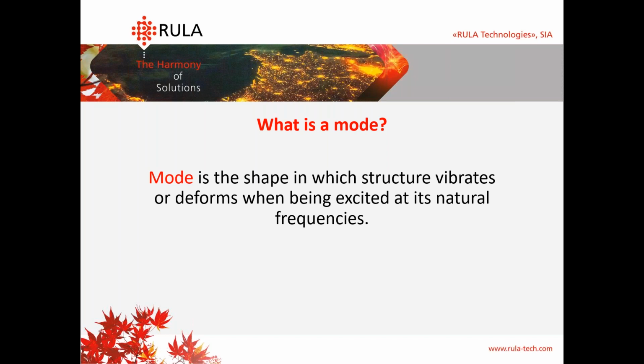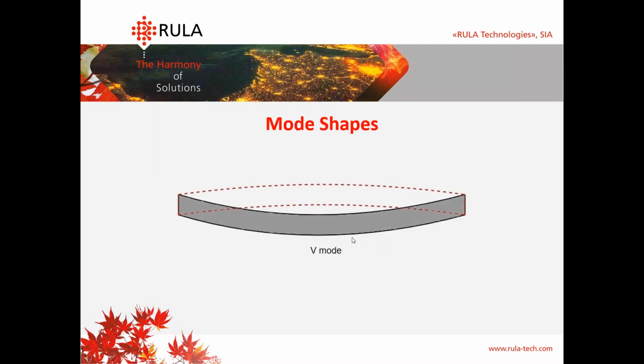However, by understanding each mode shape, the engineer can then understand all possible and available types of vibrations. For example, if a simply supported beam is excited at its first natural frequency, it will deform to the mode which is called V mode. Here you see that the beam will vibrate like shown here in the picture.